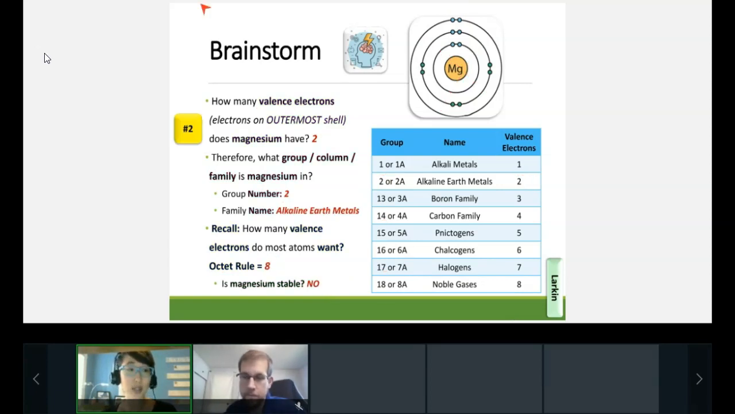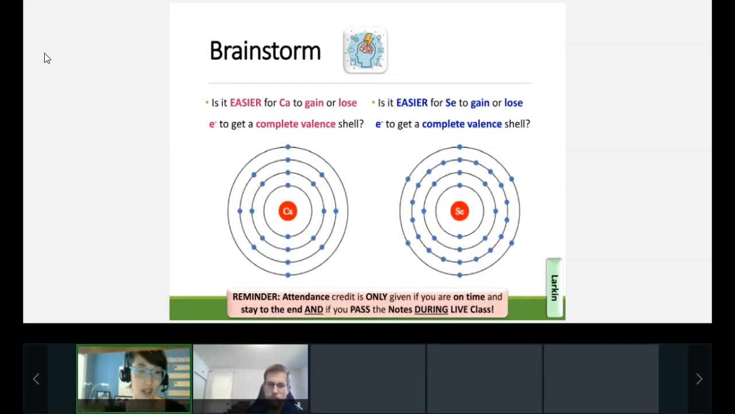Excellent. All right, this is going to be the answer to number 2. So magnesium has 2 valence electrons, and that group, therefore, is the alkaline earth metals group. So you should have 2 answers for number 2, 2 for 2. So go ahead and raise your hands for number 2. You have 20 seconds. Go, go, go. I already see like 10 of you with your hands up. Great job.